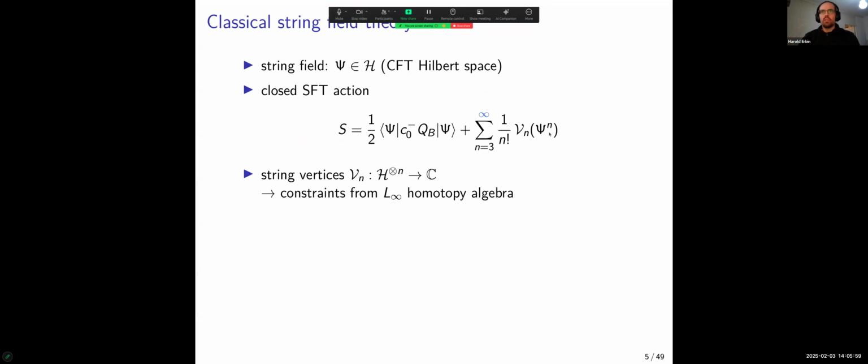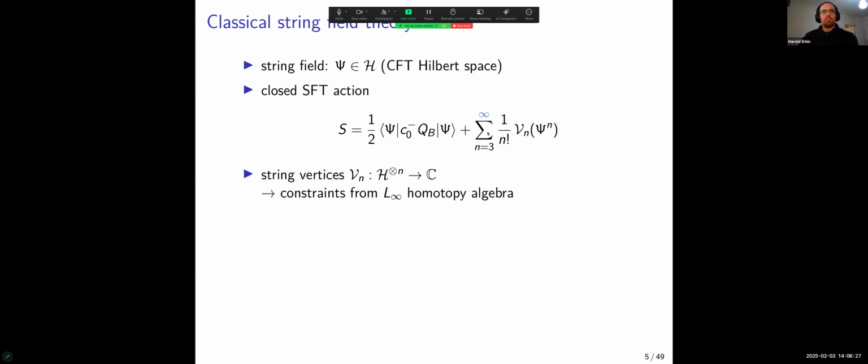And then you have an infinite number of interactions Vn. So Vn is just something which takes n fields and gives you a C number. Or you can see it also taking n states and giving you a number. If you want to think about this, it's also what gives you the vertices in the Feynman rules. So this gives you the propagator. This is the vertices, and so you can just write Feynman diagrams like you would do in normal QFT.